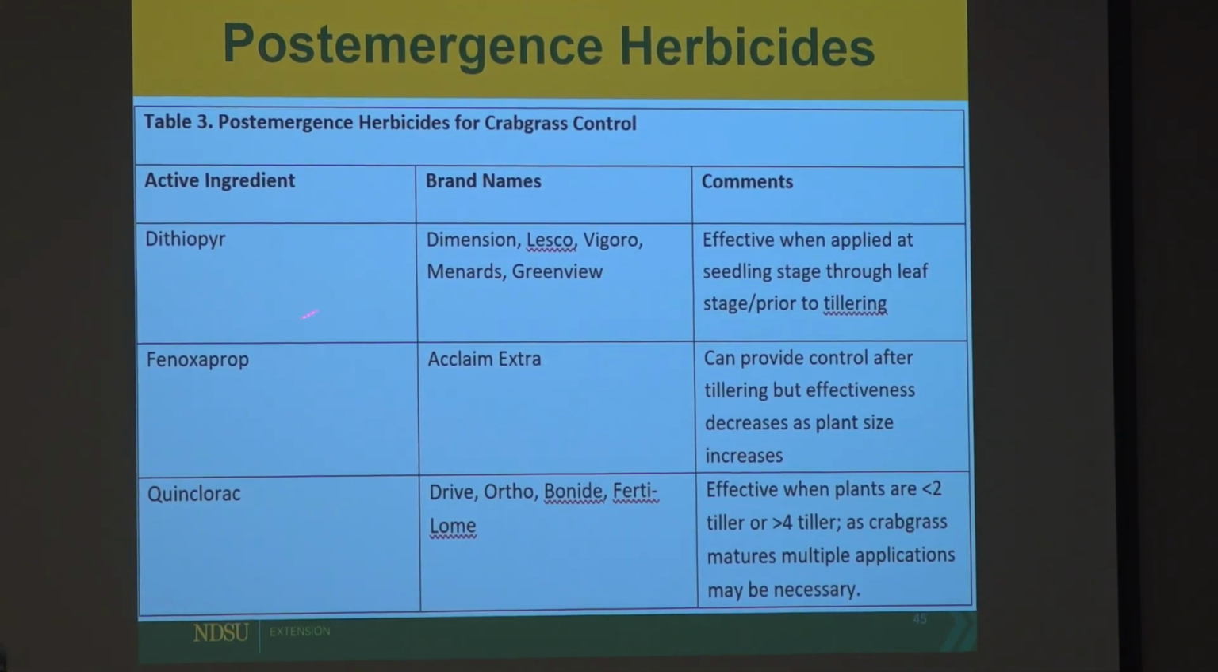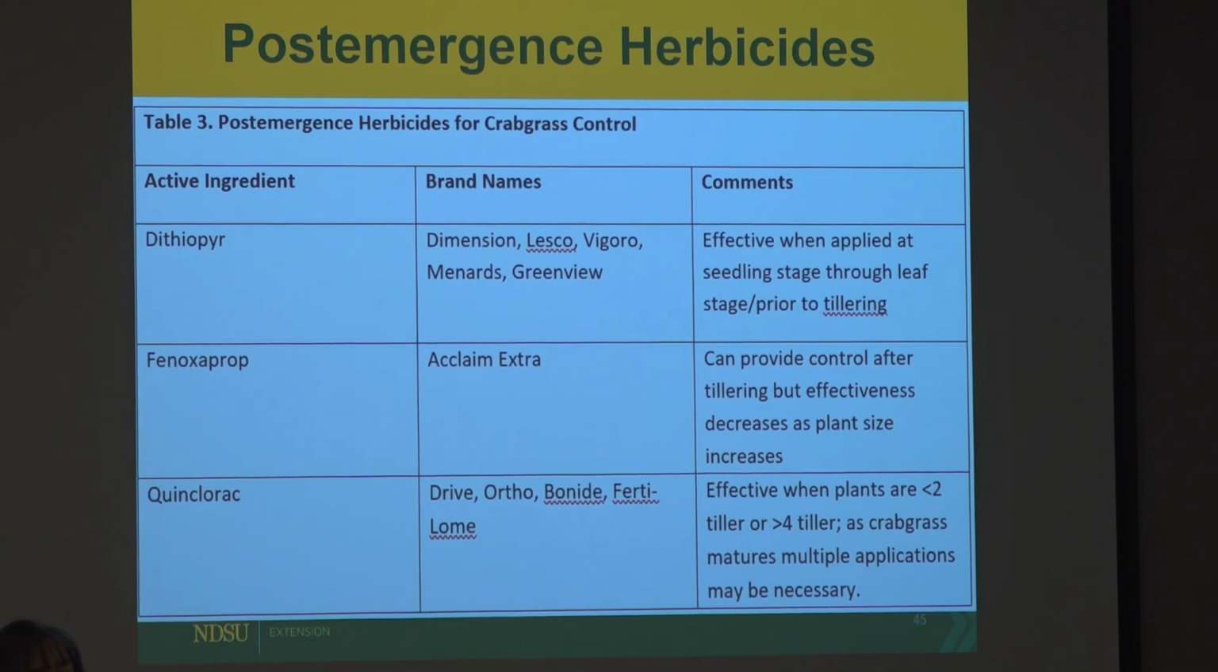So I've got dithiopyr here again in the post-emergence herbicides because it has some effect at the seedling stage, but it will not control crabgrass once it has sent out the tillers or offshoots. Once you've reached tillering, you would use products with either phenoxyprop or quinclorac in them, so that can provide some control after tillering. But still, as we get later into the season, they're less effective.